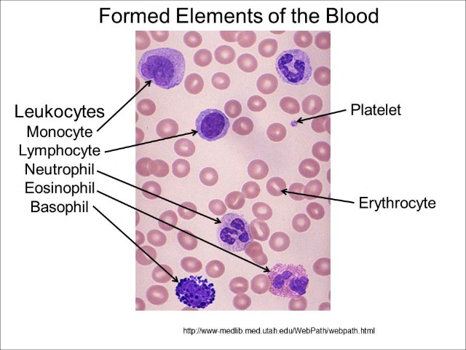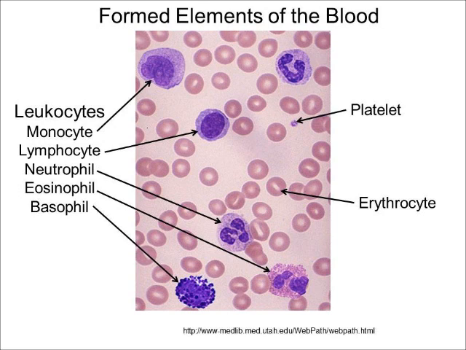This slide shows the formed elements of the blood. Now I use the term formed elements here instead of cells, because technically platelets are not cells, but rather fragments of cells. They are derived from megakaryocytes in the bone marrow. Also, there is some question as to whether erythrocytes should be considered to be cells, since they lack nuclei. Be that as it may, in addition to platelets and erythrocytes, the blood also contains leukocytes, or white blood cells, of which there are 5 types: monocytes, lymphocytes, neutrophils, eosinophils, and basophils.